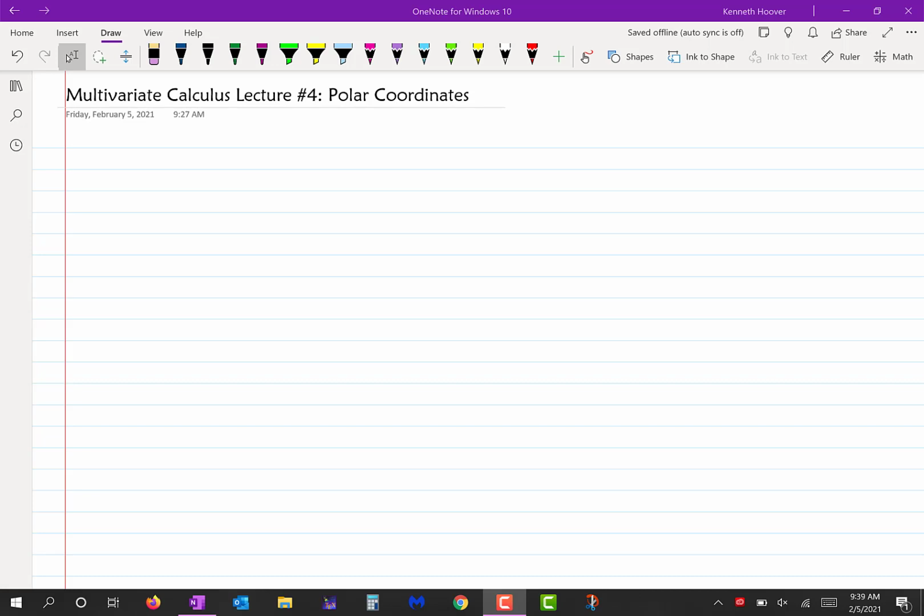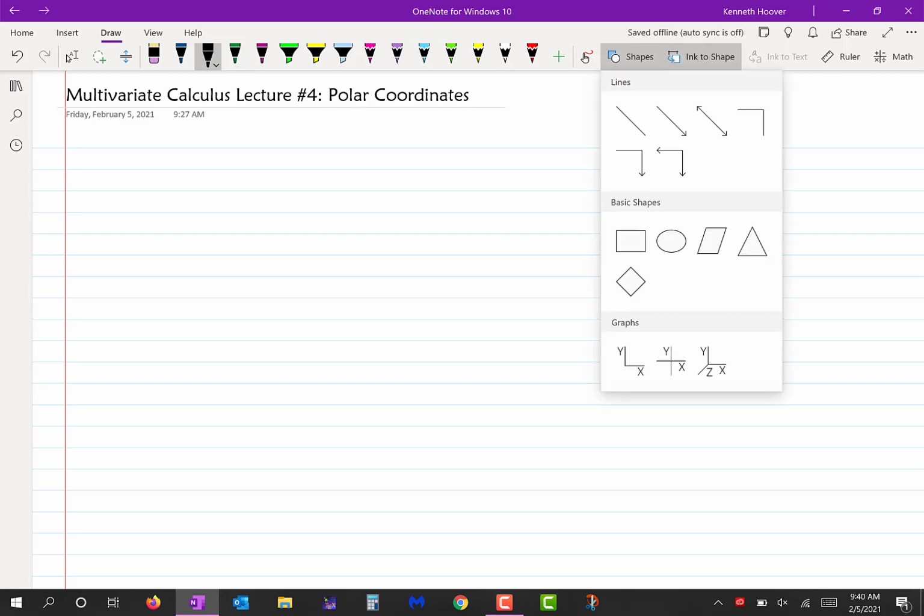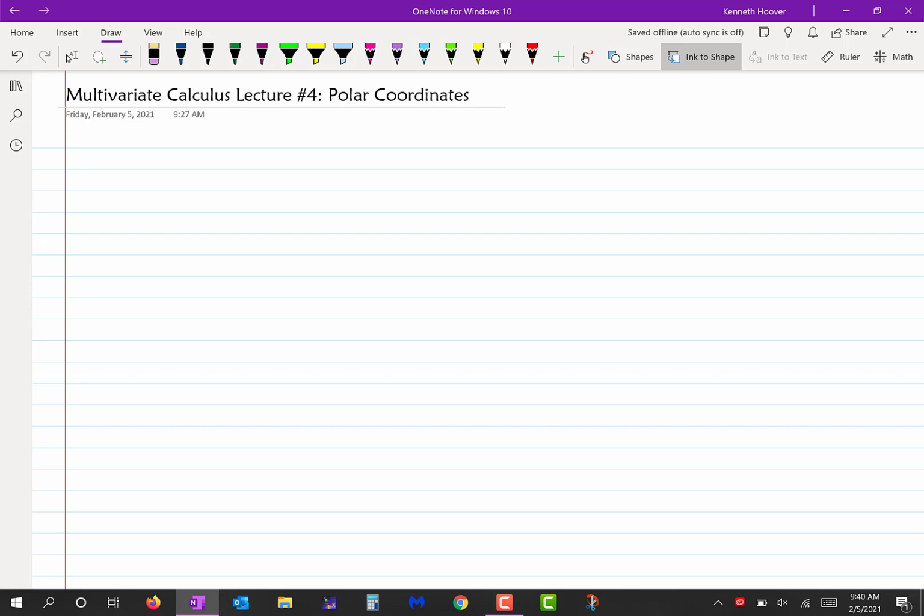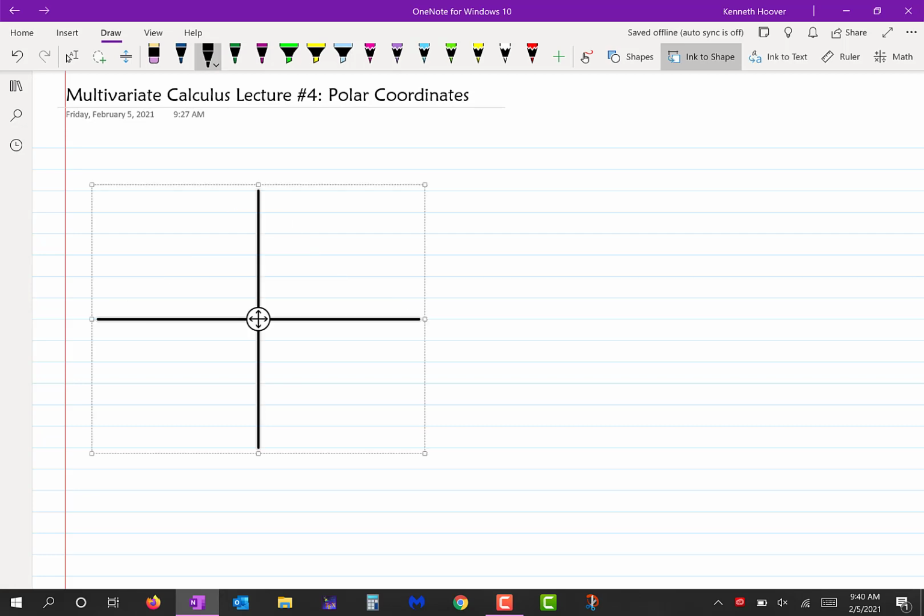Okay, today I'm going to introduce you to something called polar coordinates. Let's look at a point in the xy plane. Suppose you have a point, how about, let's put it right here. And let's just call that point xy.